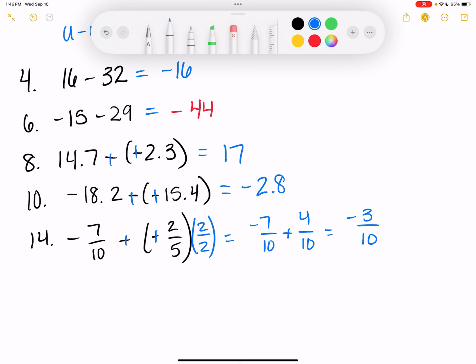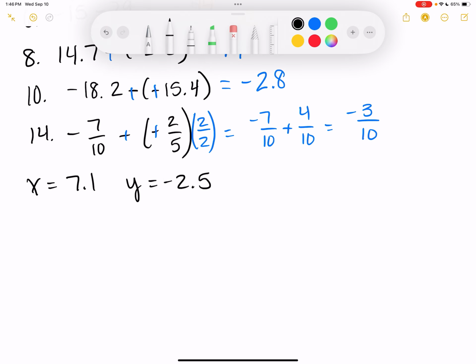Evaluate the expression when x is equal to 7.1 and y is equal to negative 2.5. 20. X minus, in parentheses, y minus 13.